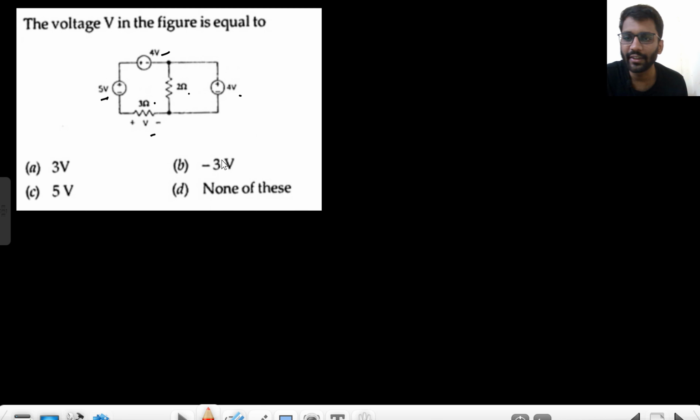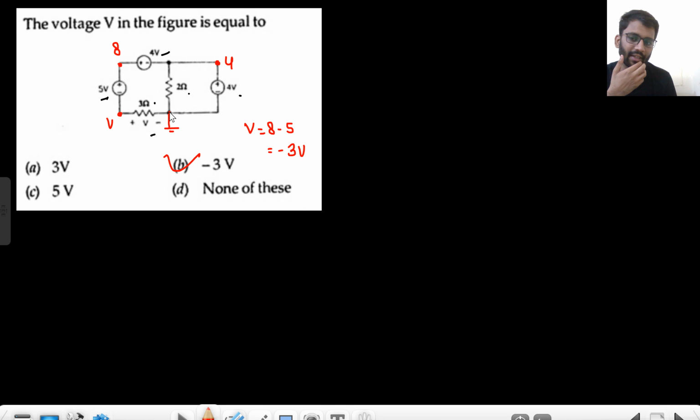You have to find the value of voltage V. This voltage you need to find. Let's start from here. If this is ground, what will be the potential of this point? That will be V. We can come from here as well. If this is ground, this will be 4 volt. This will be 8 volt. This will be 8 minus 5. So your V would be 8 minus 5. That means minus 3 volt.